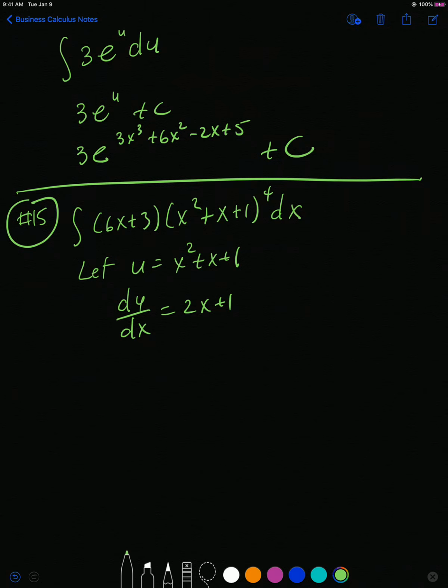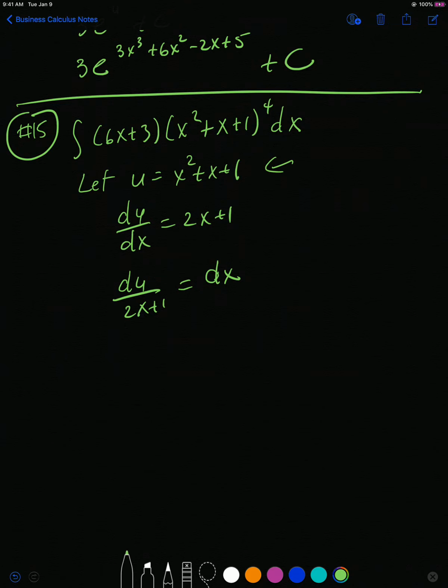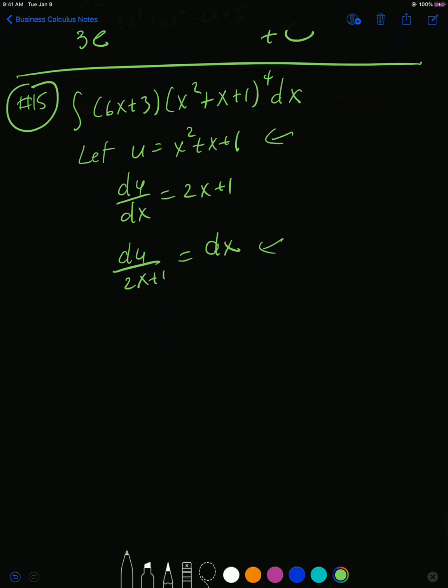Hopefully by now you've gotten accustomed to this little pattern. Again, these two switch places. So that is du divided by 2x plus 1 is equal to dx. And then the first line and the last line get substituted in. Integral of 6x plus 3 multiplied by u. Instead of writing all of this, I just write u to the fourth. Instead of writing dx, I write du divided by 2x plus 1.